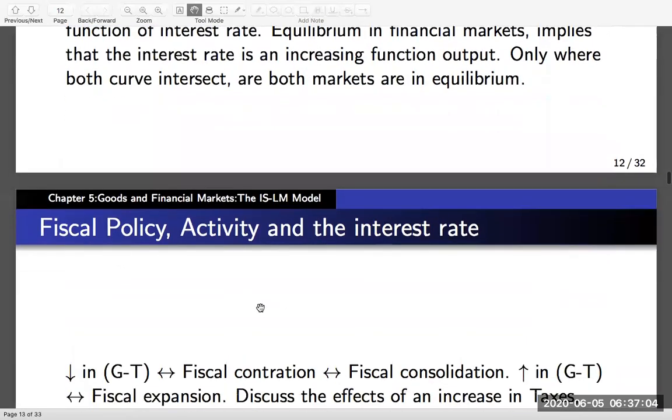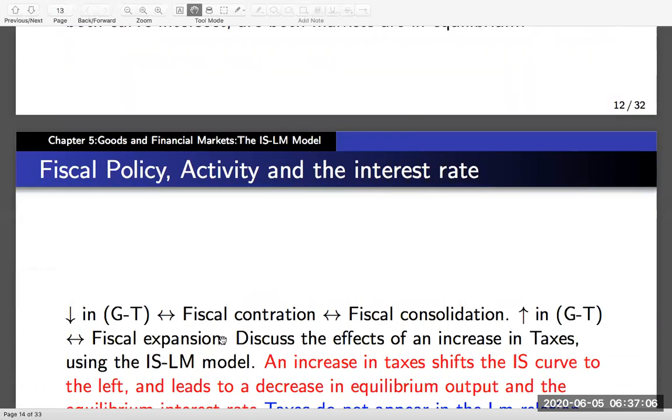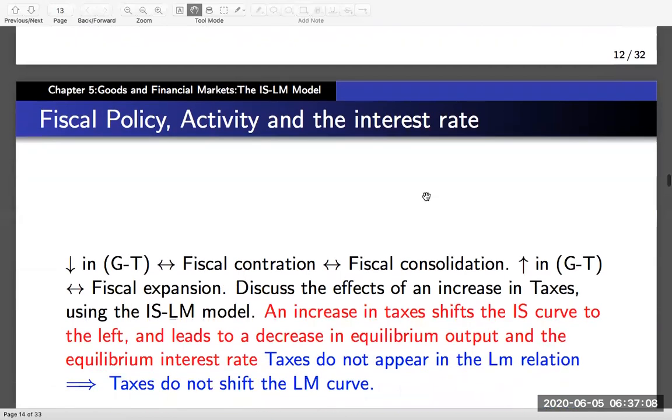Now I'm going to discuss fiscal policy activities and the interest rate. So if you decrease public savings, or fiscal contraction, or fiscal consolidation, so that's called a fiscal expansion. So if you are increasing G minus T, that's a fiscal expansion, right? You are trying to make this smaller, it implies that's a fiscal contraction. And if you are increasing that, that is fiscal consolidation.